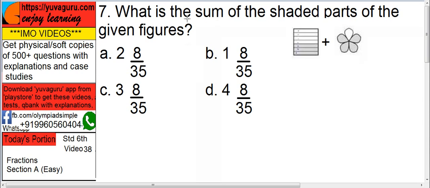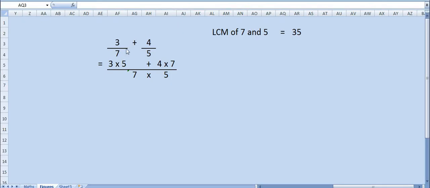What is the sum of the shaded parts in the given figures? Here, these are the shaded parts. 3 upon 7, 4 upon 5, means out of 5, 4 are shaded, out of 7, 3 are shaded. The fraction is 3 upon 7 plus 4 upon 5. Now to solve this, there are two methods.